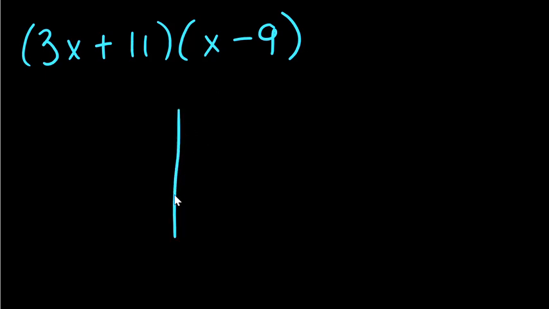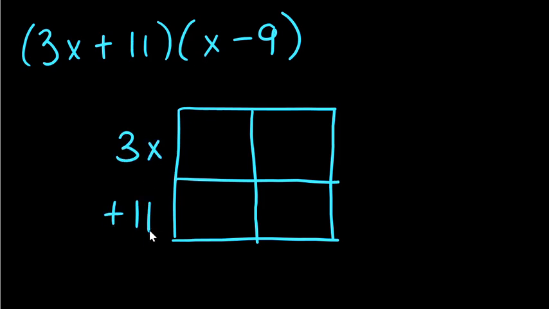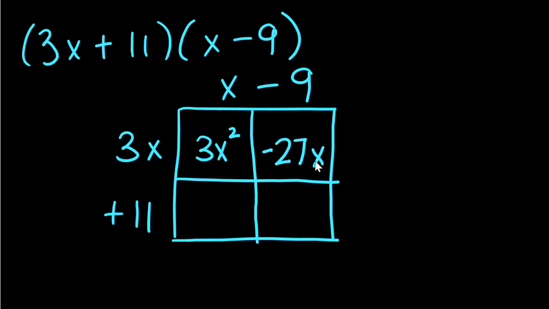We should have started by setting up a 2 by 2 box because there's 2 terms in each of my polynomials. We have a 3x plus 11 and an x minus 9. We should have multiplied 3x times x to get 3x squared. We should have multiplied 3x times negative 9 to get negative 27x. We should have multiplied x times 11 to get 11x. And we should have multiplied 11 times negative 9 to get negative 99.